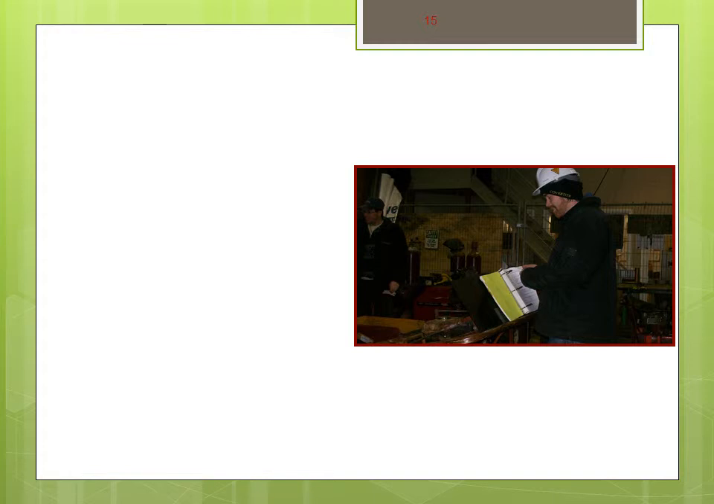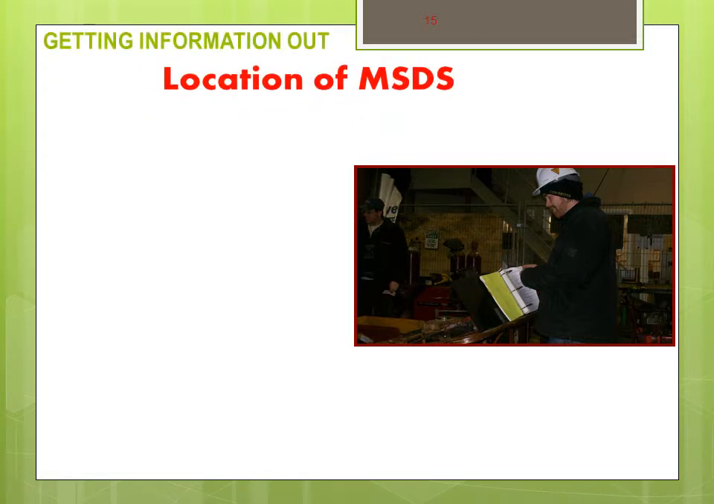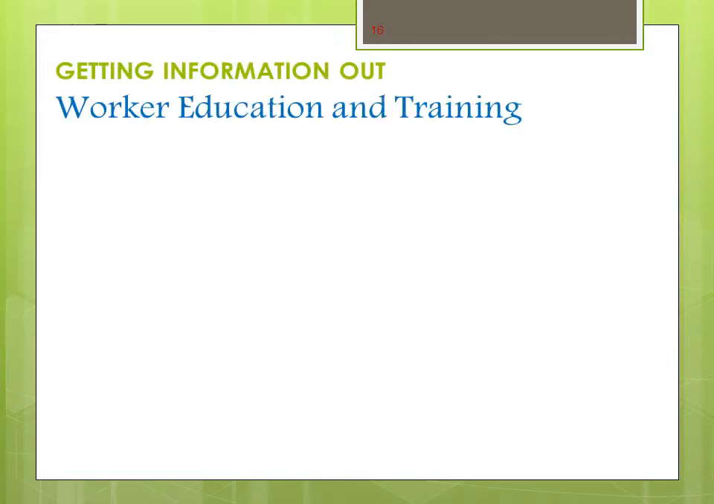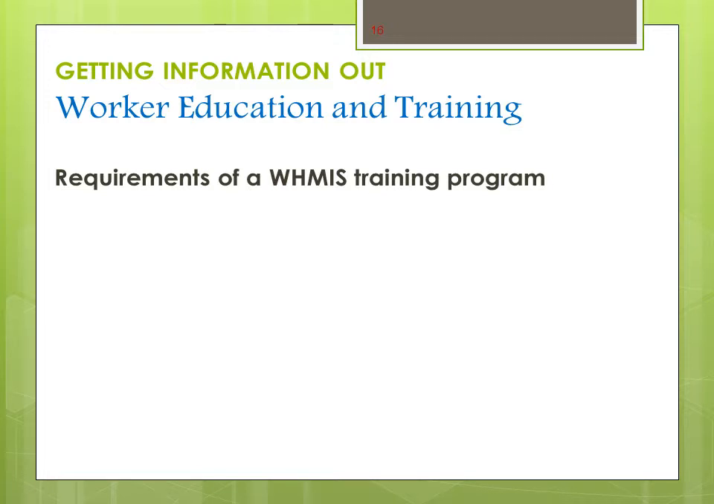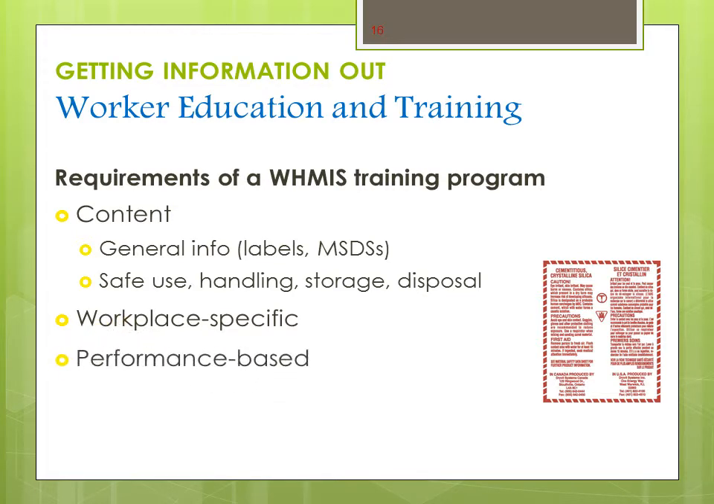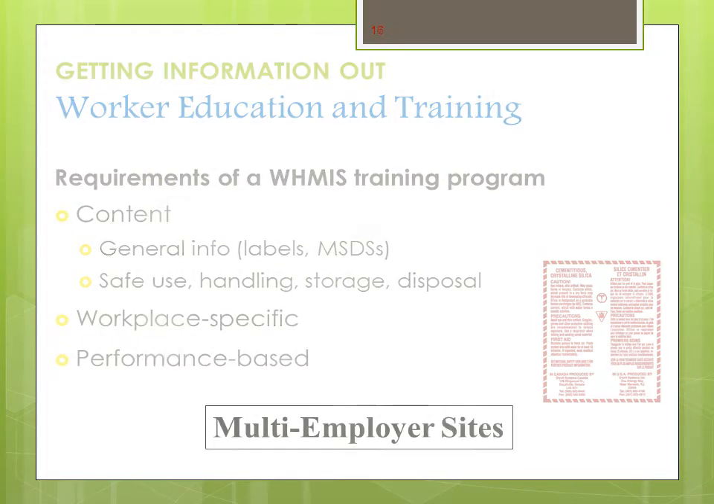Material safety data sheets are to be readily available in printed form to all workers. Readily available means immediately, not after break or tomorrow morning. Employers are to train their workers about interpreting labels in MSDS. Any workplace-specific information is to be relayed, and the employer is to ensure that the training results in the workers being able to apply their knowledge as needed to protect their health and safety.